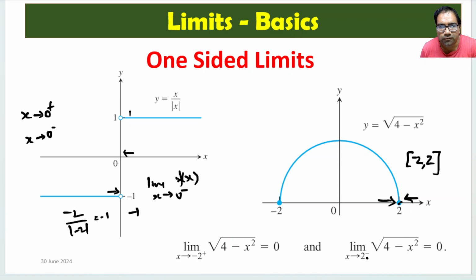Approaching 2 from the left hand side, that is 2 minus, the function approaches the value 0. So we write it like this. Similarly, approaching minus 2, only from the right hand side is it valid. From the left hand side, the limit is not defined. So we write minus 2 plus. Please note the superscript. We call it minus 2 from the right hand side. This is also equal to 0. So obviously, when a function has a limit, the right hand limit should be equal to the left hand limit. Only then can we say the function has a limit.